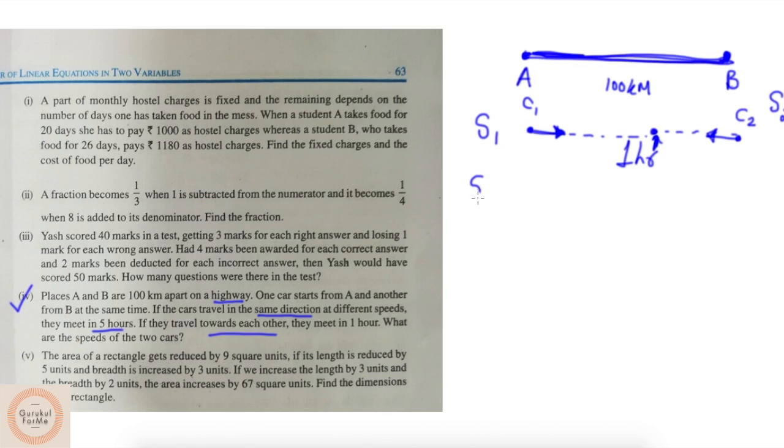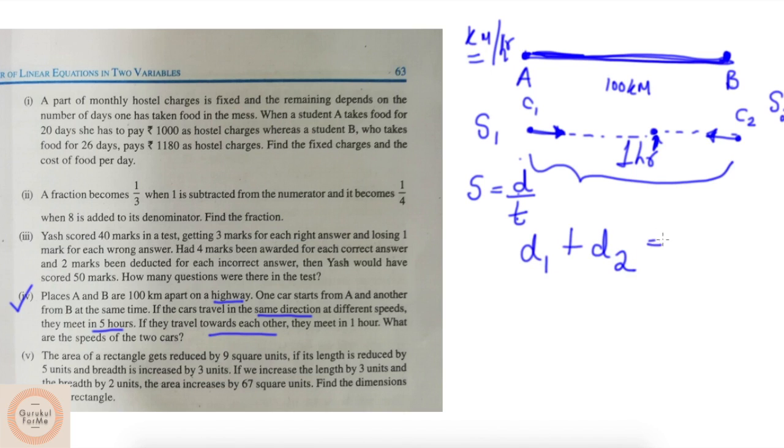What is the classic definition of speed? Speed is equal to distance divided by time. Why? Because we always say kilometers per hour. What is kilometer? Distance traveled. And what is hour? Time. So speed is distance divided by time. Can I say that in this case, both the cars together traveled a distance of 100 kilometers? So can I say that the distance traveled by car 1 plus the distance traveled by car 2 is equal to 100?